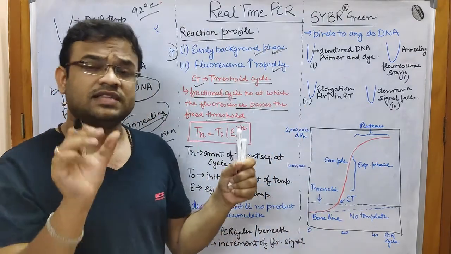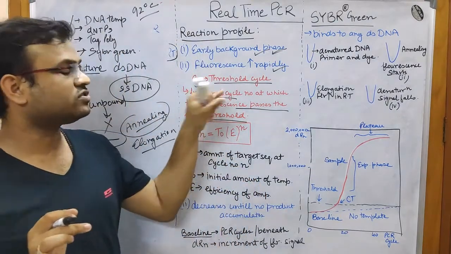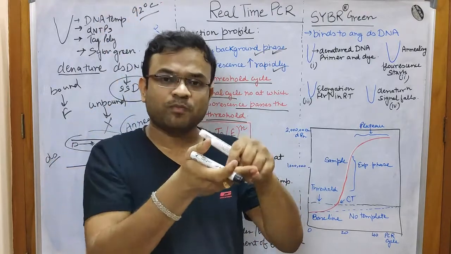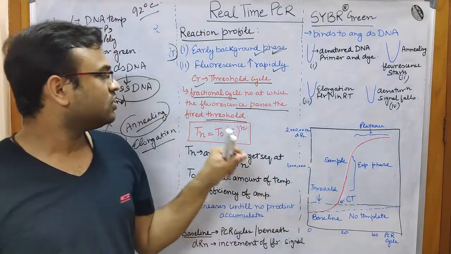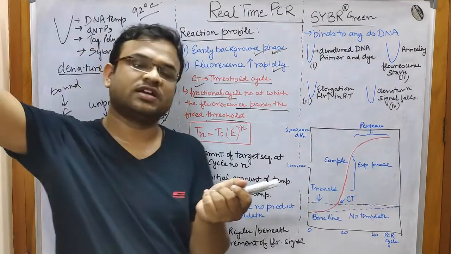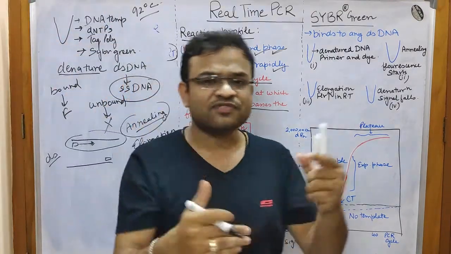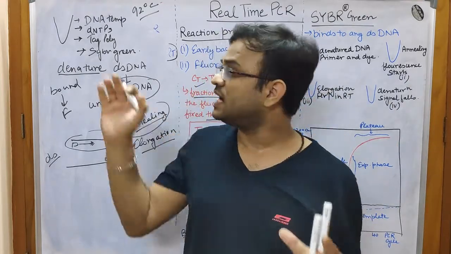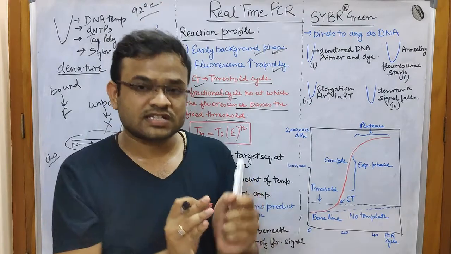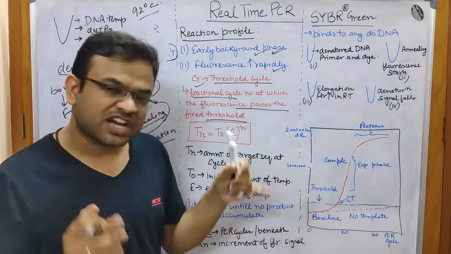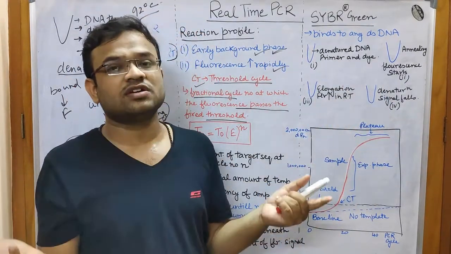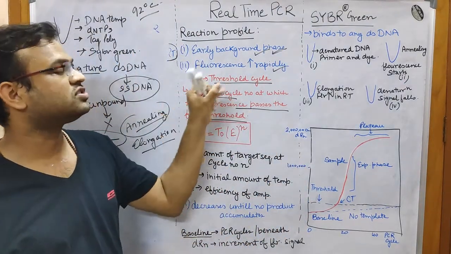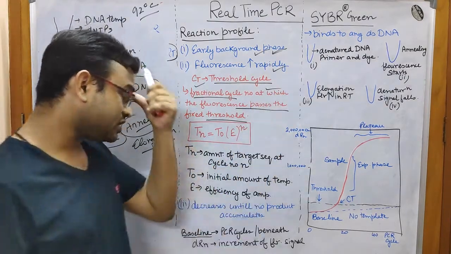So CT or threshold cycle is that number of cycles which is required to pass this detection limit. This detection limit is crossed at that particular cycle. Suppose after 5 cycles or 10 cycles, so much product is accumulated that SYBR Green starts to fluoresce in a high amount, and this detection limit is crossed. That particular cycle is called the threshold cycle or CT. Okay, so this was CT.